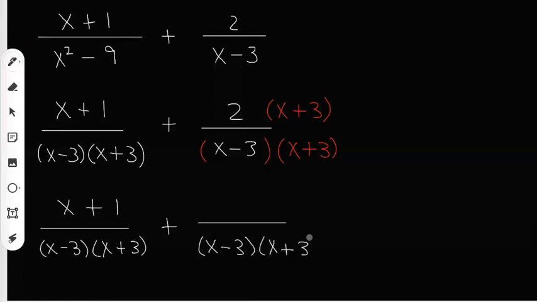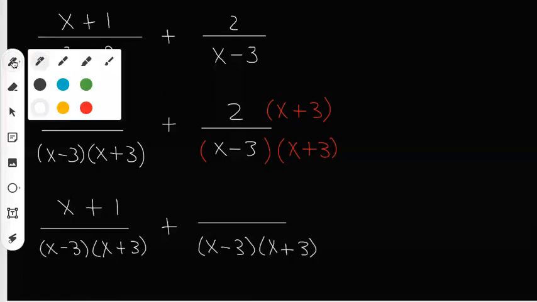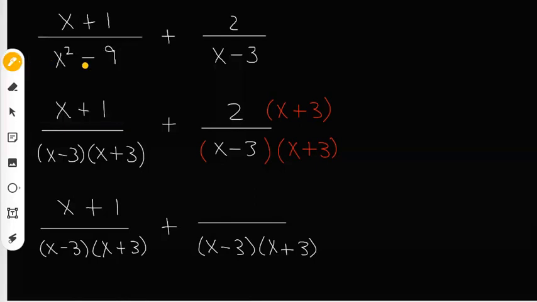So I have 2 on the outside, and I have x plus 3 on the inside. So what I could do is take that 2 that's on the outside and distribute it to everything on the inside. What's 2 times x? That would be 2x. Now let's do 2 times 3. What is 2 times 3? That would be 6.